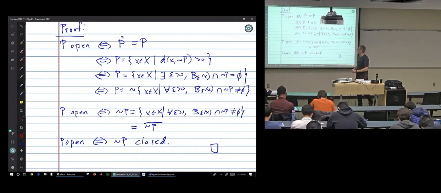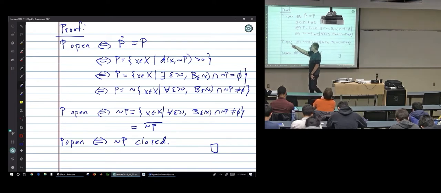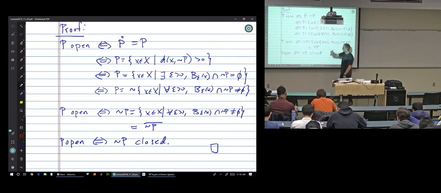And what you want to make note of is the characterization of open sets and closed sets via the notion of distance. So that's what allows you to tie the two things together, the notion of distance.